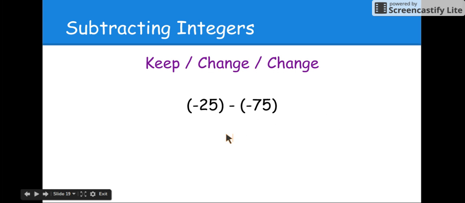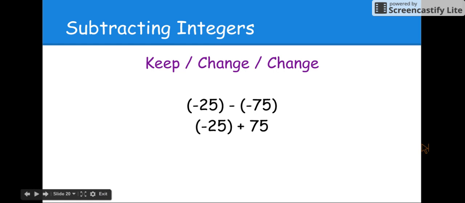Now we've got another one. We've got negative 25 minus negative 75. We're going to keep, change, change again. So keep the first one the same, negative 25, change the subtraction to addition, and change the sign of the second number. Right now we're at negative 75, so we're going to make it positive 75. So now our problem is negative 25 plus 75.